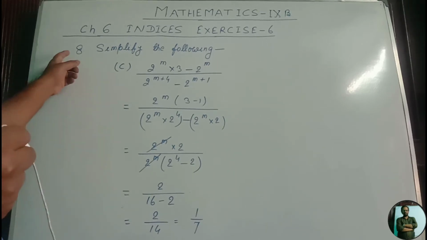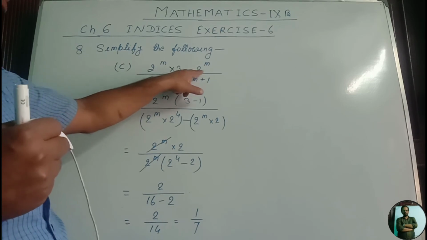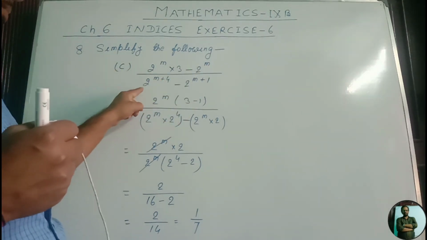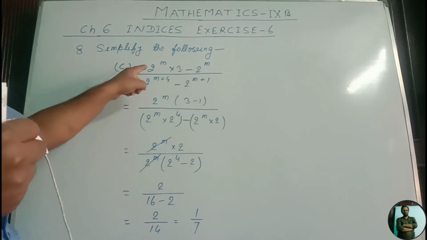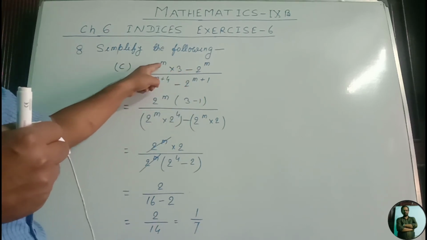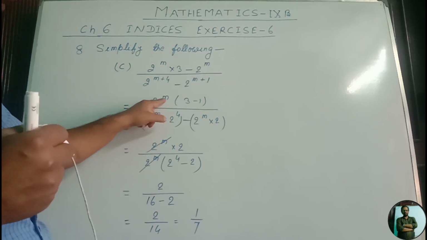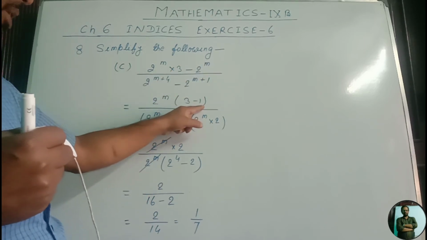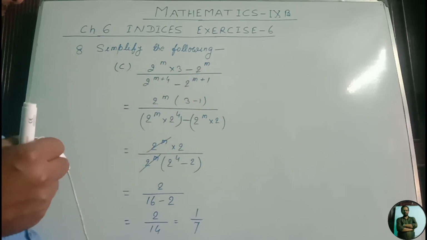Our next question, question number 8c: 2 to the power m into 3 minus 2 to the power m, by 2 to the power m plus 4 minus 2 to the power m plus 1. So from this numerator, here is 2 to the power m, here is also 2 to the power m. So I have taken 2 to the power m common. What is left? I wrote inside the bracket. Here 3 is left, minus, and here 1 is left.